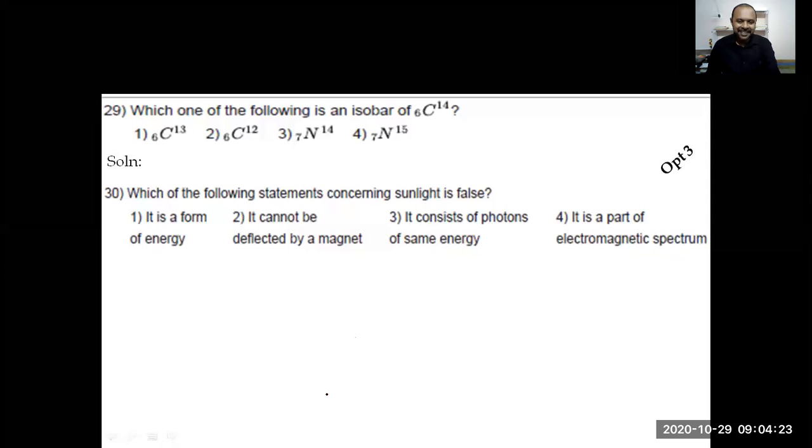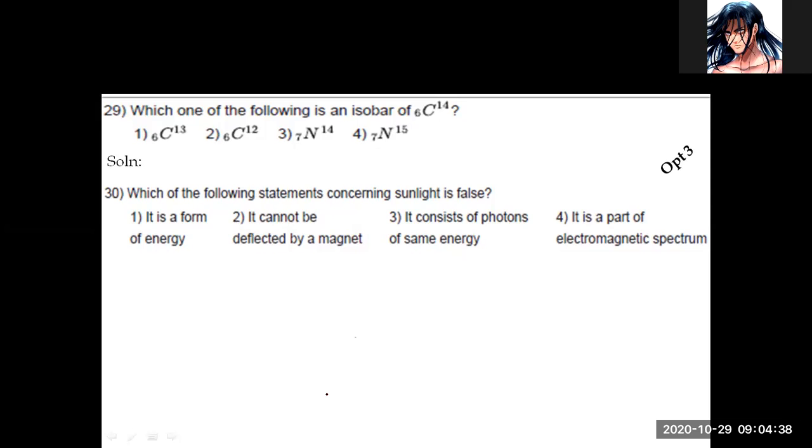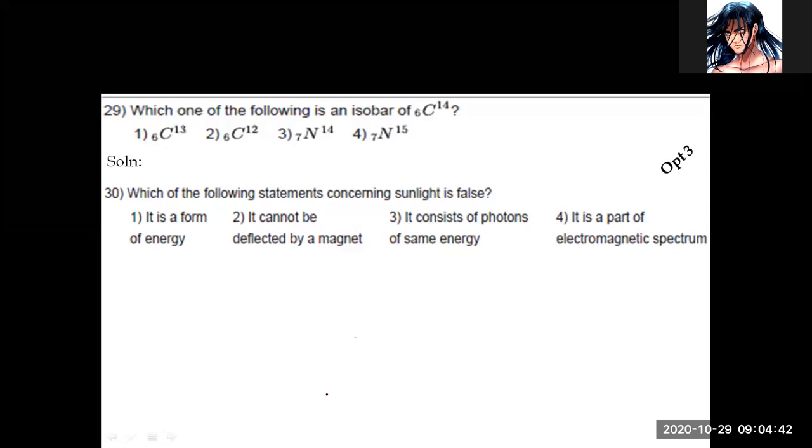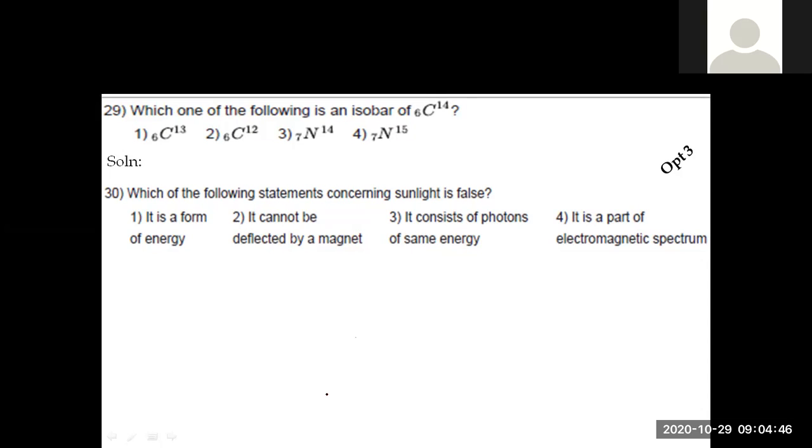Sir, one doubt. If sunlight contains same type of photons, then only one type of radiation can be given out, no, sir. But the sun gives out many kinds of radiation. So option 3 is true or false? False. So option 3 is false. Then remaining things should be true. Sir, but how can it be deflected by a magnet? That radiation is also false. Shashank has to tell.